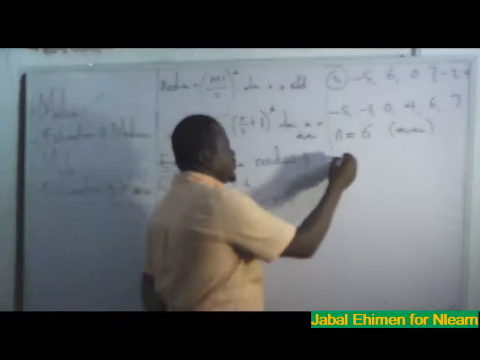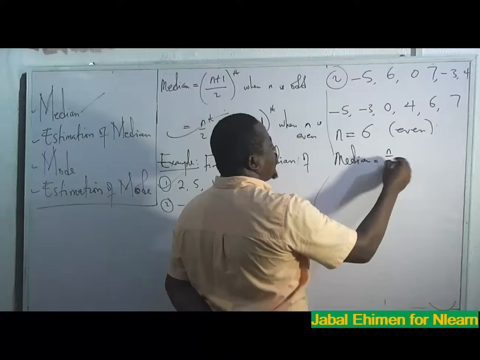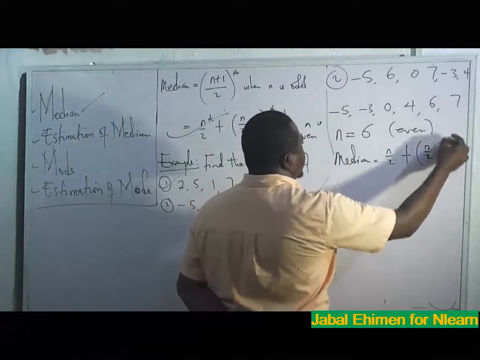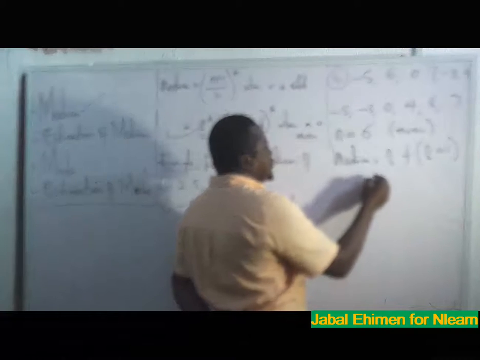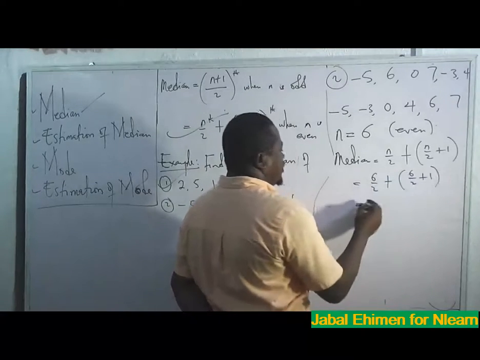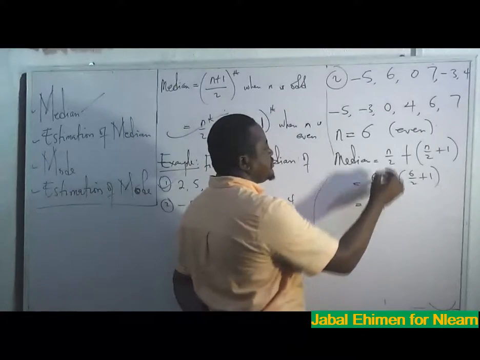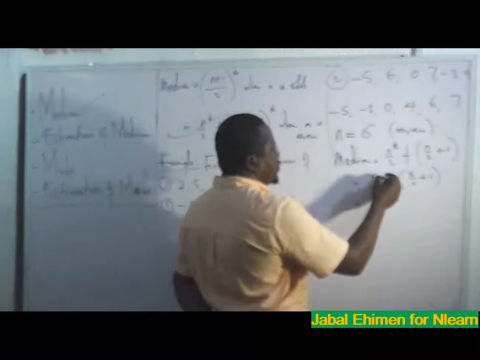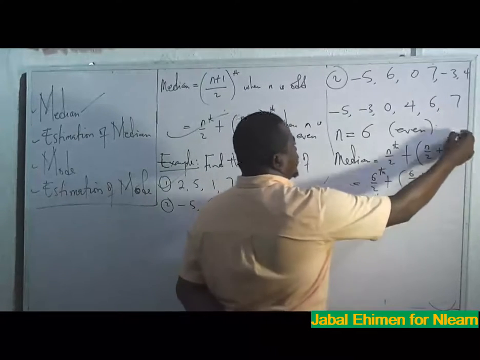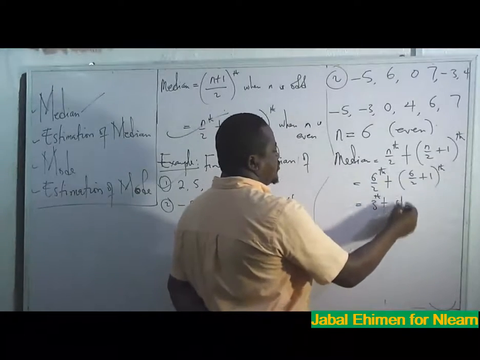And that will give us the median is equal to n over 2 plus, what do we have again? N over 2 plus 1. So that gives me 6 over 2 plus 6 over 2 plus 1. That gives us 3 plus, so the third term is a term of its own. So 6 over 2 is 3, plus 1, that will be the fourth term.